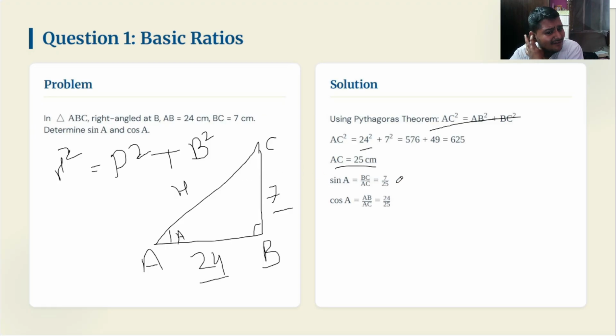Now we have to find the sine. Sine is perpendicular by hypotenuse. So 7 by 25 is the sine. And cos is base by hypotenuse. So cos A equals base 24 by hypotenuse 25. So cos A equals 24 by 25.